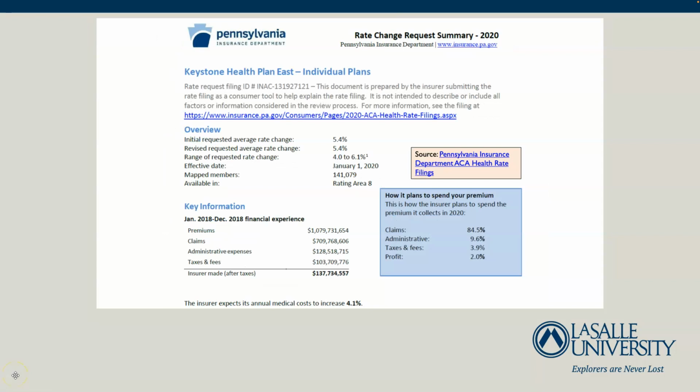In 2018, they made a profit of more than $137 million, collected more than $1 billion in premiums, incurred $710 million in expenses for medical care, $128 million plus for administrative expenses, and then more than $100 million in taxes and fees. And the revised requested average rate change for 2020 was 5.4%.